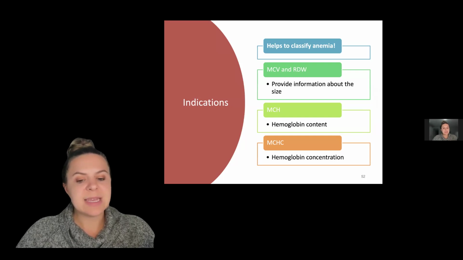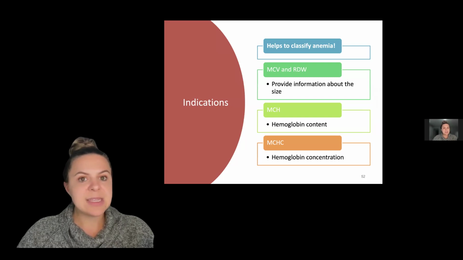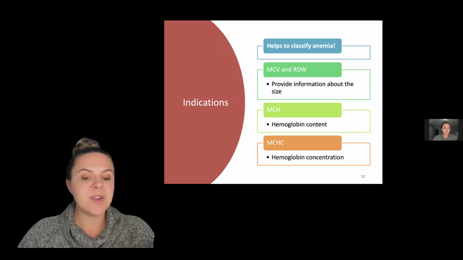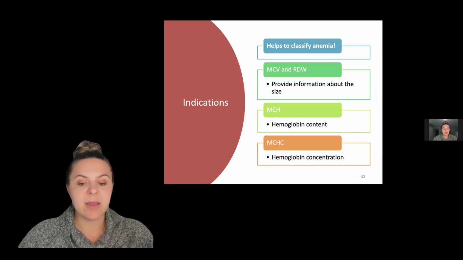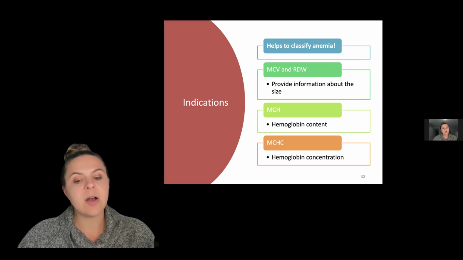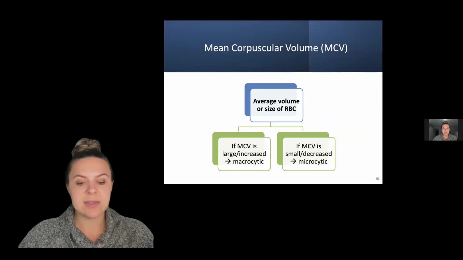The main use of RBC indices is to classify anemia, as they provide information on cell size, hemoglobin content, and hemoglobin concentration, which point towards different causes. For instance, MCV and RDW tell us about size variation and can help distinguish between the micro, normo, or macrocytic anemias. MCH provides information about average hemoglobin per cell, while MCHC reflects the concentration of hemoglobin inside each cell. Together, these indices allow us to move beyond knowing that anemia is present to forming a clear differential diagnosis.